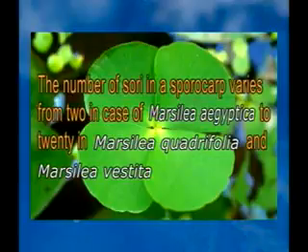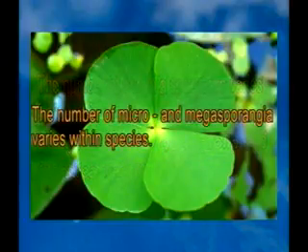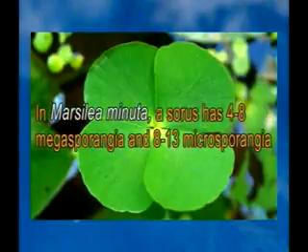The number of sori in a sporocarp varies from 2 in the case of Marsilea aegyptiaca to 20 in the case of Marsilea quadrifolia and Marsilea vestita. The number of micro and megasporangia varies within species. In Marsilea minuta, a sorus has 4 to 8 megasporangia and 8 to 13 microsporangia.